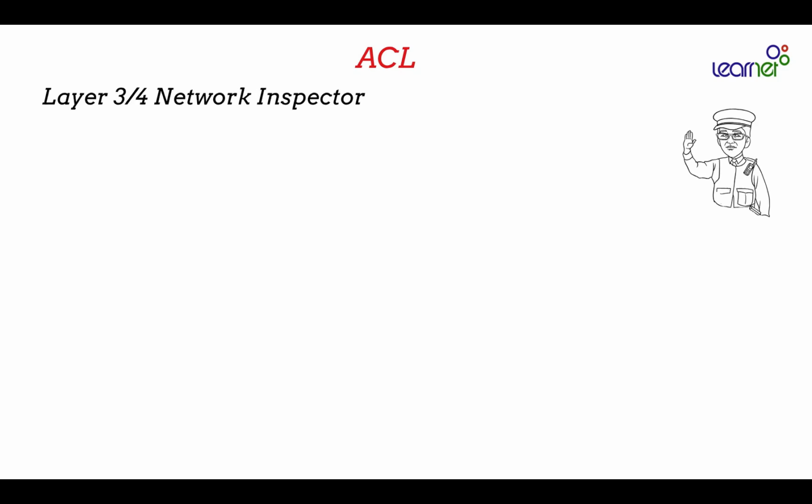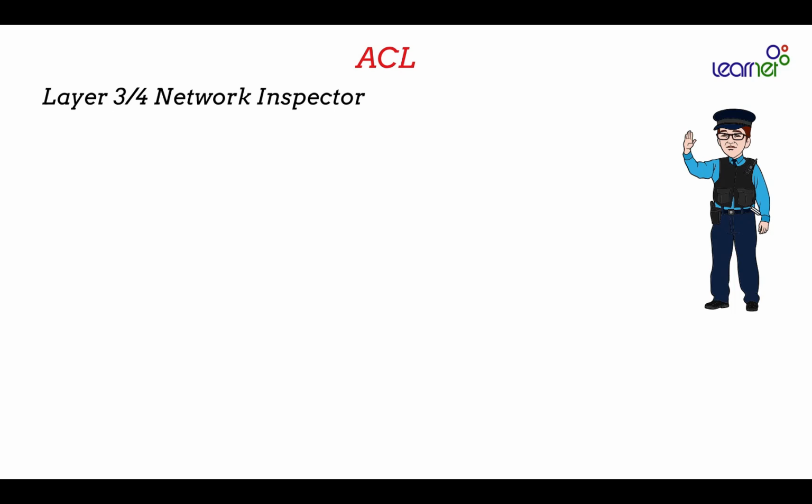Access control lists, or ACLs in short, also known as access lists, are basically layer 3 and layer 4 network inspectors and pretty much work like a club security guard that has a list of allowed people to get in and won't allow others who are not on the list.